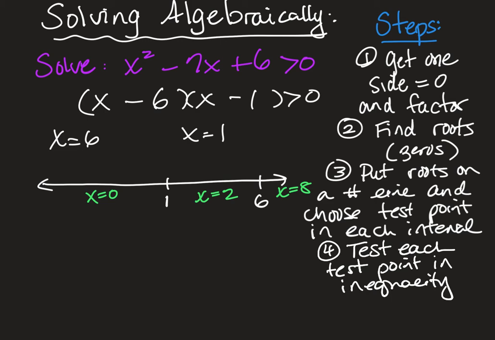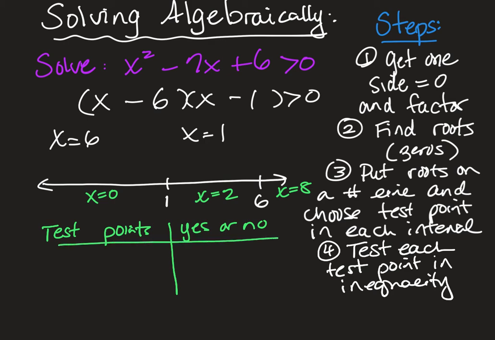So it's going to look like this. You can make a little chart, right, and say, okay, here are my test points. And then here is if it works or not. So this, I usually just say like yes or no, or true or false, whether it works or not. So let's test each one of these. We're going to test 0, we're going to test 2, and we're going to test 8. So each one of these you have to put into the inequality and see if it works.